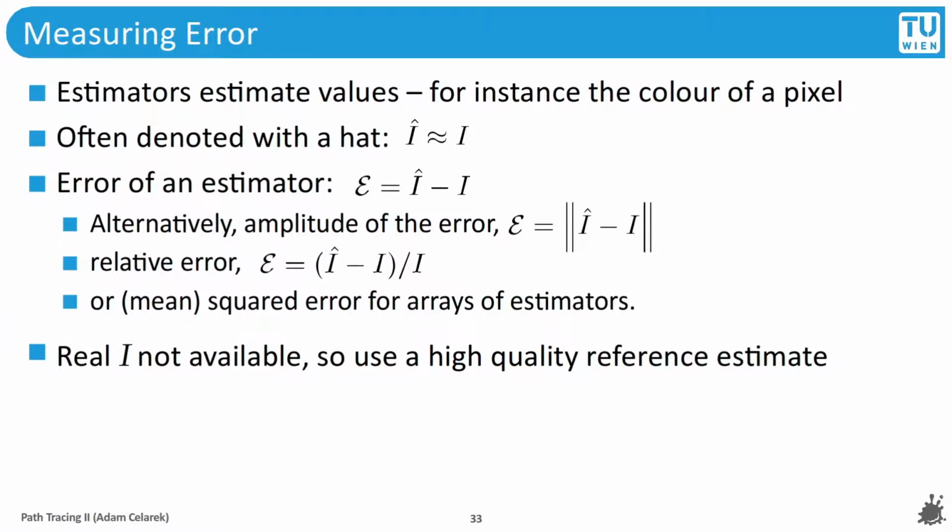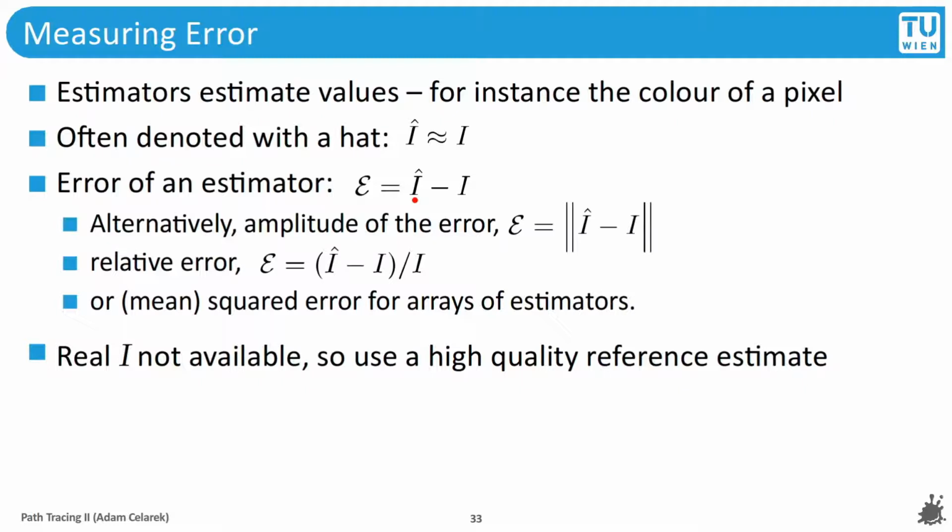So, estimators. Well, they estimate values. For instance, the color of a pixel. As such, they don't give the real value, and therefore there is a certain error. Estimators are denoted with a hat. This is a general statistician thing. And the error can be computed by subtracting the real value from the estimated value.